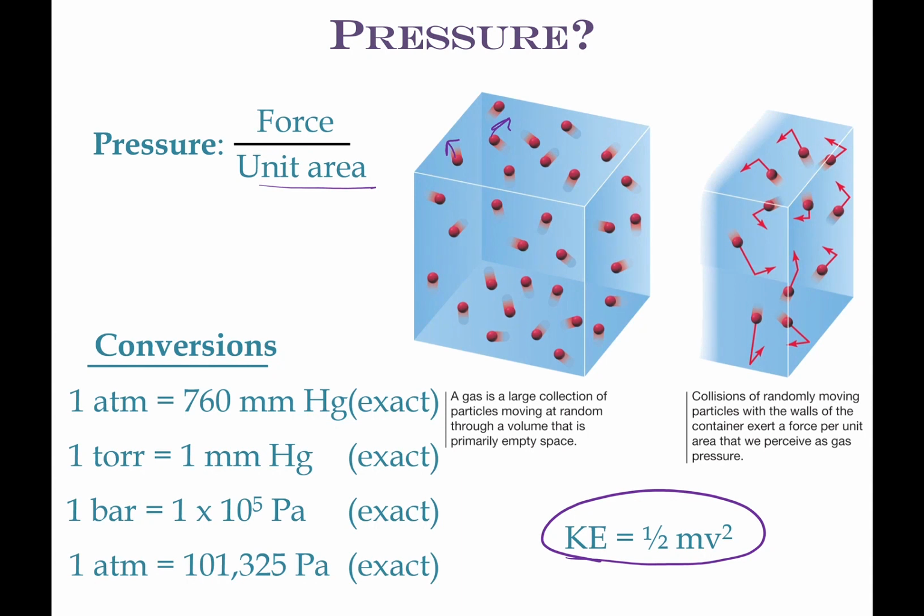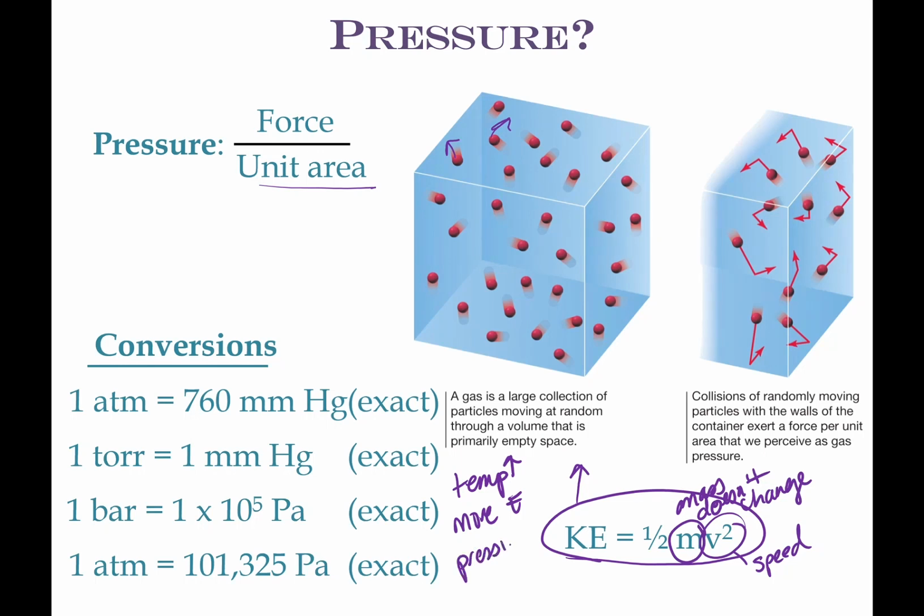So what happens if we increase the energy? Well, how can we increase the energy? Kinetic energy, well, we could increase the temperature. Temperature could go up. If temperature goes up, the particles have more energy. If the particles have more energy, the mass is not going to change. So what can change to make this remain equal is the velocity, so the speed of the particles. So if the speed of the particles changes, they're going to hit the walls more frequently. So if temperature goes up, pressure will go up.